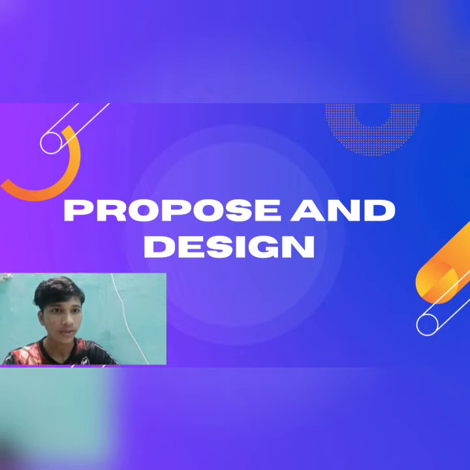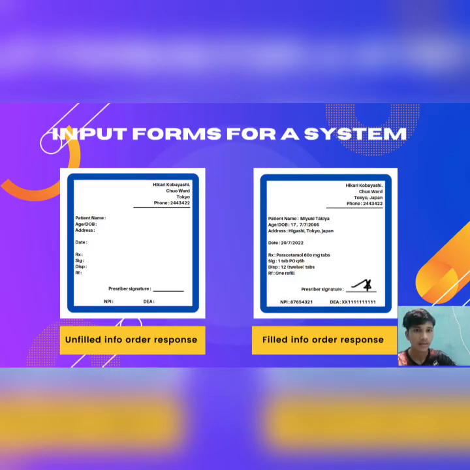Now I will present about purpose and design. First is input forms for a system. The left one is a blank form for the customer to fill in. It is called unfilled info order response. The right one is the form after the customer has filled in the information in the blank. It is called filled info order response.